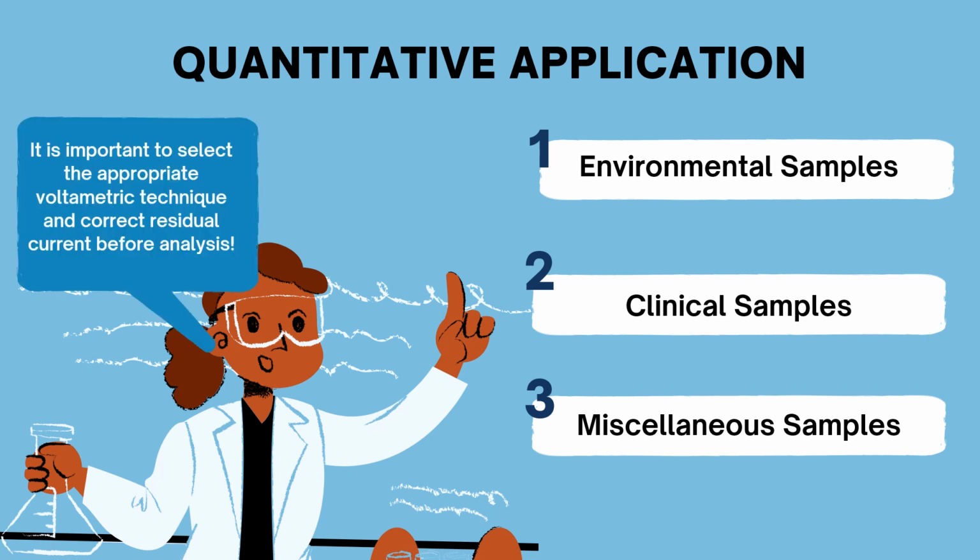However, to ensure proper and accurate analysis using voltammetry, it is important to select the appropriate voltammetric technique and correct residual current before analysis. The choice of which voltammetric technique to use depends on the sample's characteristics, including the analyte's expected concentration and the location of the sample. In any quantitative analysis, the signal due to the analyte must be corrected for signals arising from other sources.